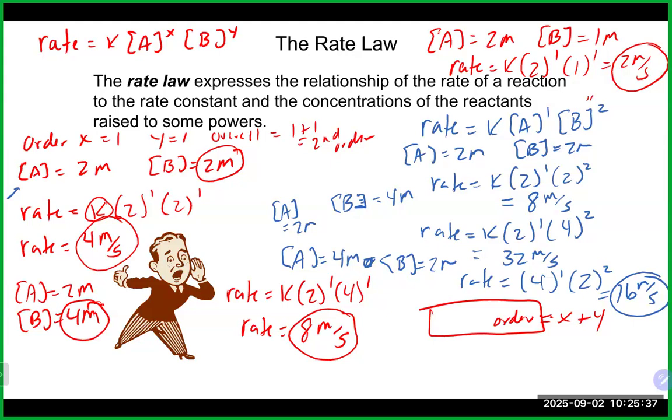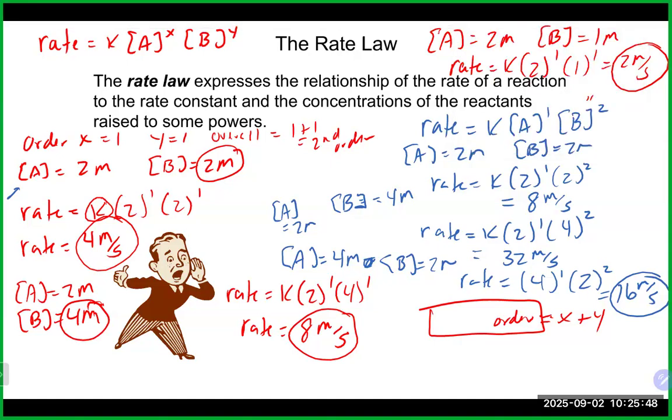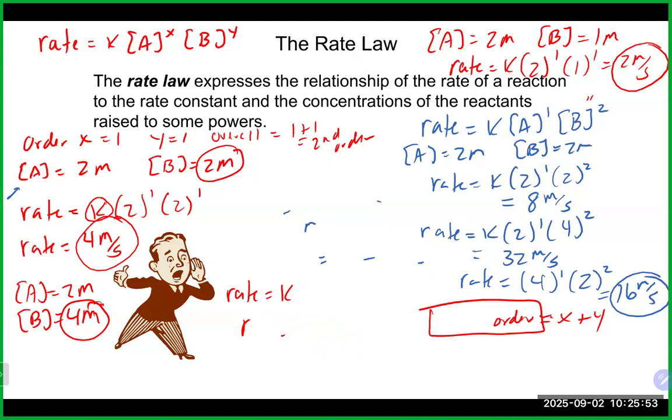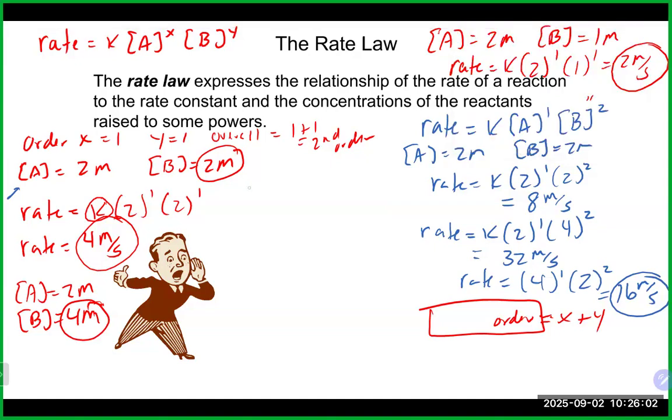So those orders allow us to understand how one reactant maybe affects the rate versus the other. Something that you also sometimes come across, for example, let's just say we had this situation. Let's say we had a rate law like this, which was the rate is equal to k, A to the 1 and B to the 0, right?